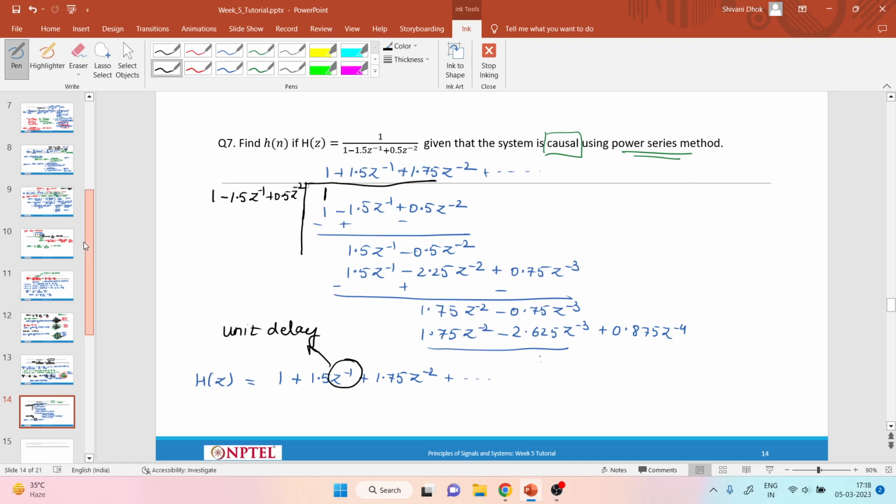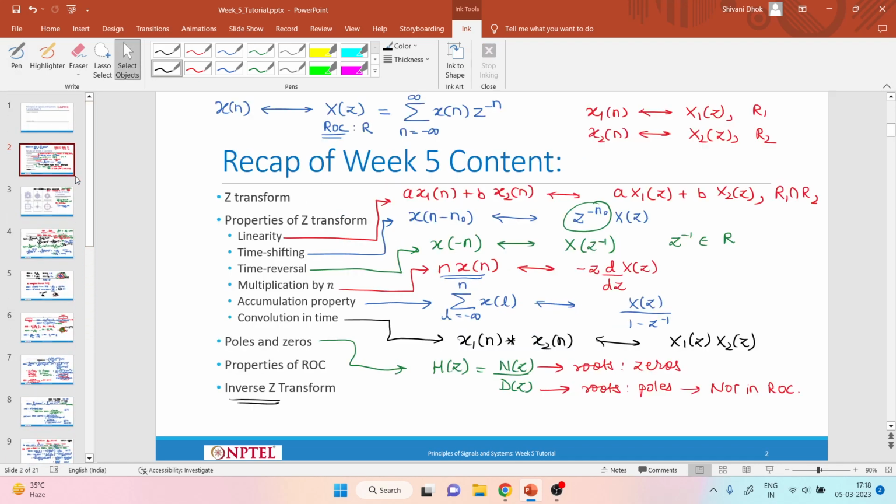And from where does this concept come? For that, let us look at the time shift property. If my n naught is equal to 1, then we have x of n minus 1, that is, a delay of 1 unit, giving z power minus 1 x of z. So this z power minus 1 simply implies that it is nothing but a unit delay.